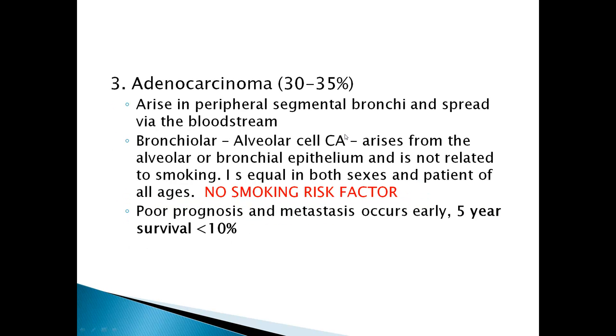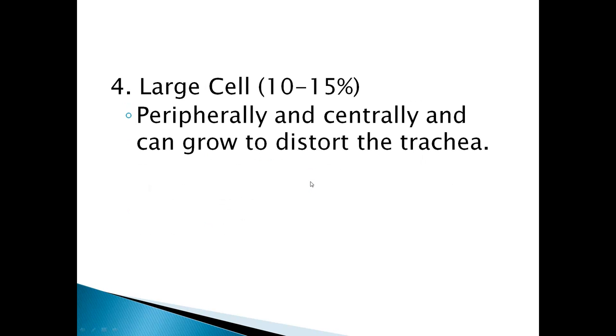There's another one called adenocarcinoma, 30 to 35. This one is not related to smoking, so probably when we hear of somebody that has cancer of the lungs, a common thing is, I can't believe they got that, they're not even a smoker. Well, they probably have this one because smoking is not related to it. So no smoking risk factor for adenocarcinoma. It's got a poor prognosis and it metastasizes early, although its death is not as fast with this one as it is the other one. And then large cell cancer. This basically grows into the trachea, peripheral and the central.